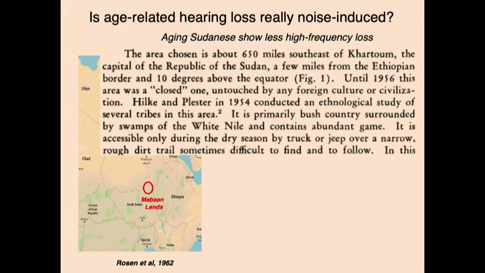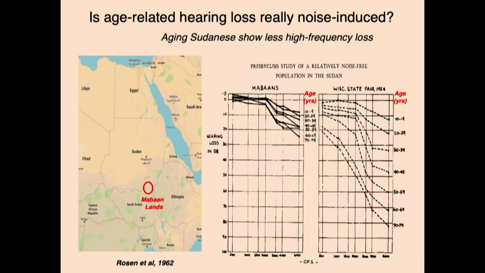This is one study that was done in 1962 in a fairly remote area in Africa. It says in the description here, the area chosen is about 650 miles southeast of Khartoum, the capital of the Republic of the Sudan, a few miles from the Ethiopian border and 10 degrees above the equator. Until 1956, this area was a closed one, untouched by any foreign culture or civilization. So they went to this place and measured audiograms. The results are shown here.